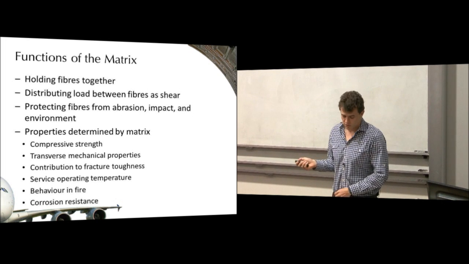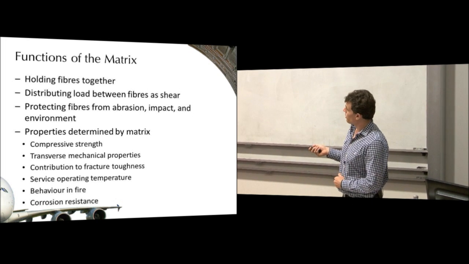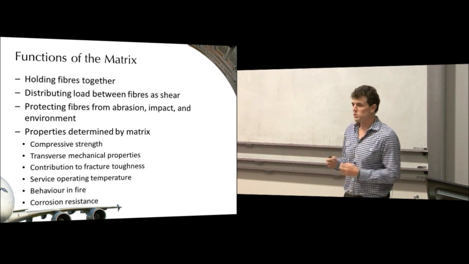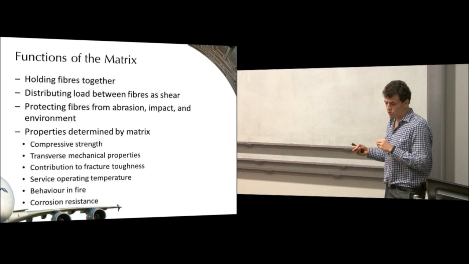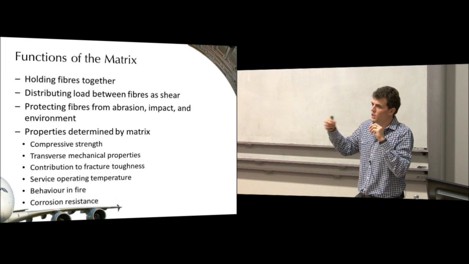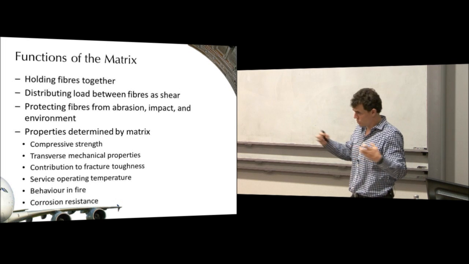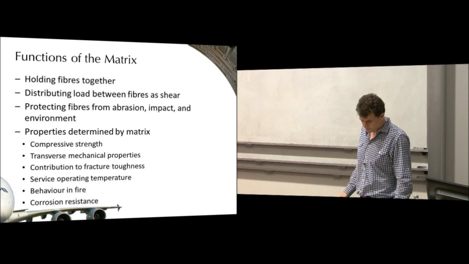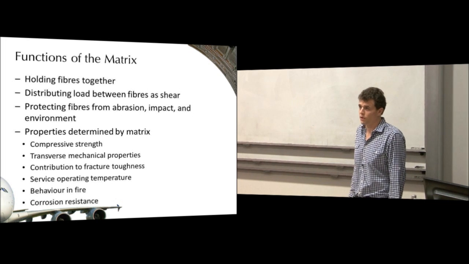Fracture toughness, operating temperature, fire behaviour and corrosion resistance are all determined by the matrix. So the fibres themselves, although they're very, very strong, are very flimsy, you can't load them very easily. So the matrix is really distributing the load between the fibres and helping with the overall strength.